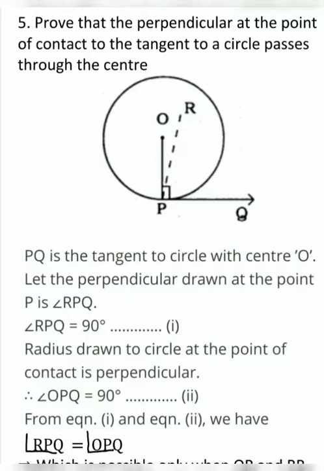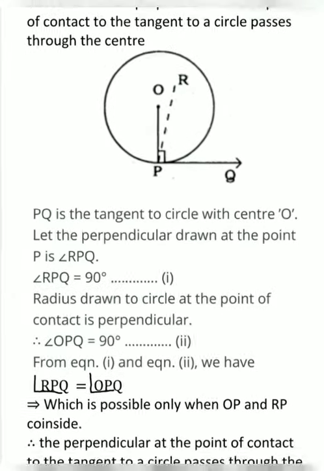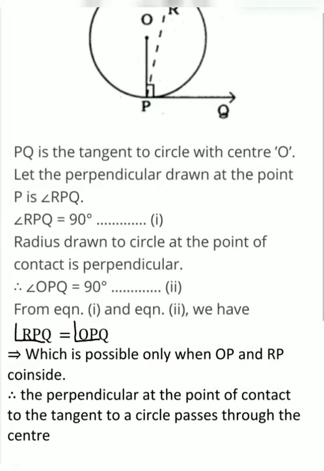So, this is possible only when OP and OR coincide. This RP and OP should coincide. Then only this is possible. Therefore, the perpendicular at the point of contact to the tangent to a circle passes through the center. Hence proved.